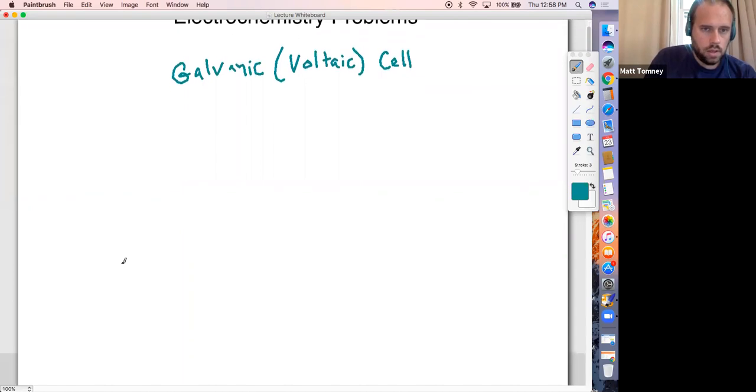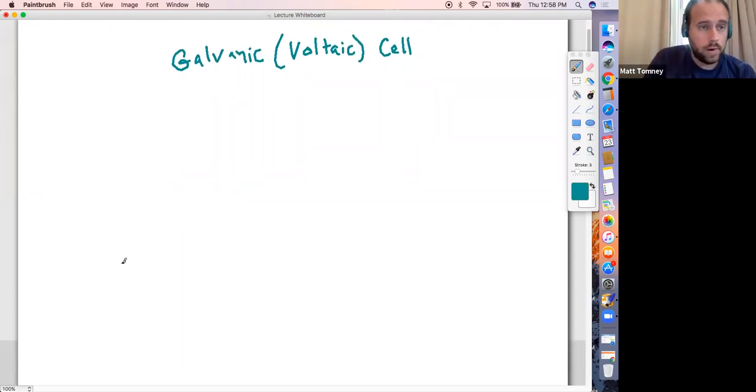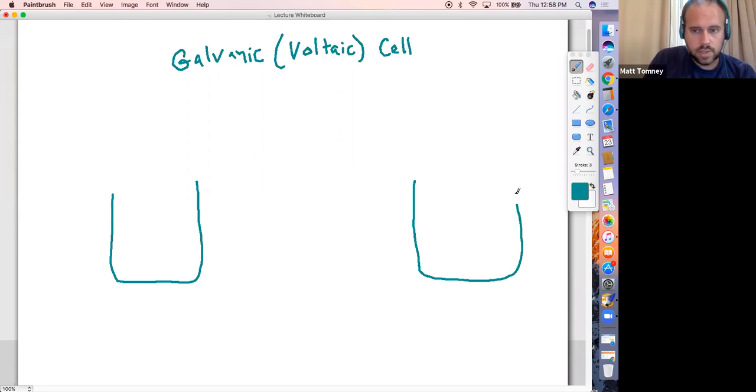So to represent how a battery or a cell works, we're going to set up somewhat of a crude drawing, and we're going to explain everything that's going on in that drawing. So first of all, you're going to want to have two containers. So these are my horrible representation of beakers. I'm by no means an artist. Right? And we're going to have some solution in each of these beakers.